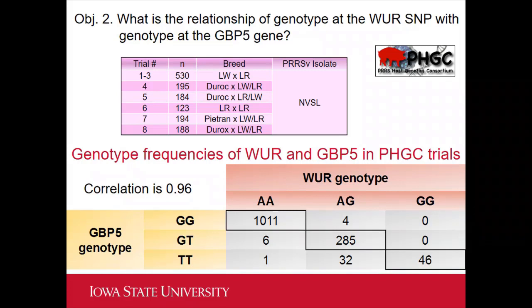However, when redoing this experiment, we actually find that it's not. If you look at the diagonals here, we see that there's a very strong correlation between what we have at the GBP-5 and WR. But now that we have off diagonals, this tells us that, for example, not every GT is going to be an AG at the GBP-5 and WR respectively. And in fact, the correlation comes out to be 0.96, not complete as we previously thought.